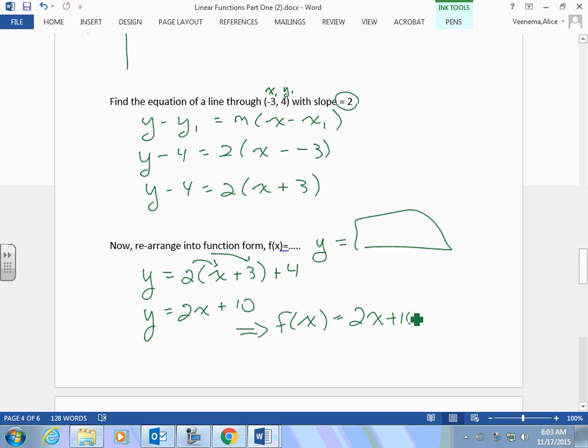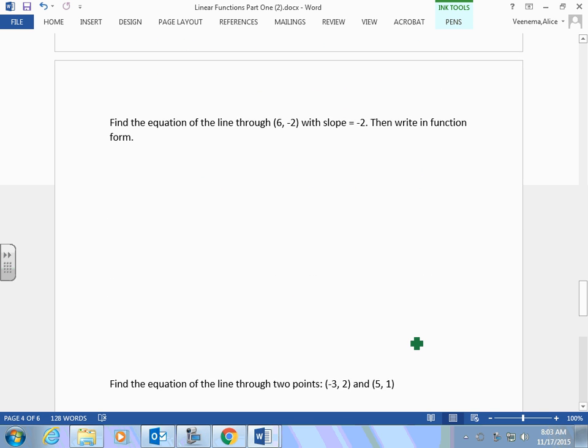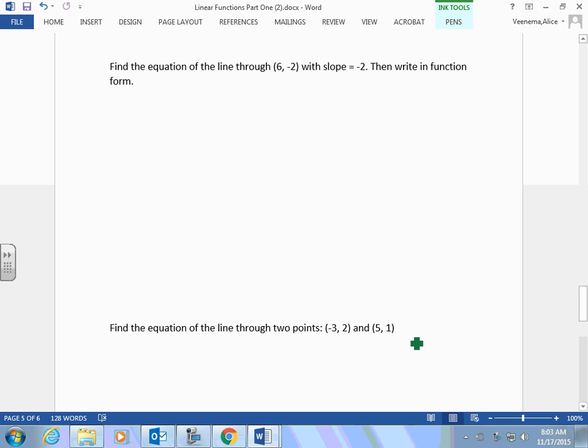So let's do the same with another example. We've got a point here and a slope. So write it in slope point form and then write it in function form. This is a great time to pause, try it yourself, and then check your answer.